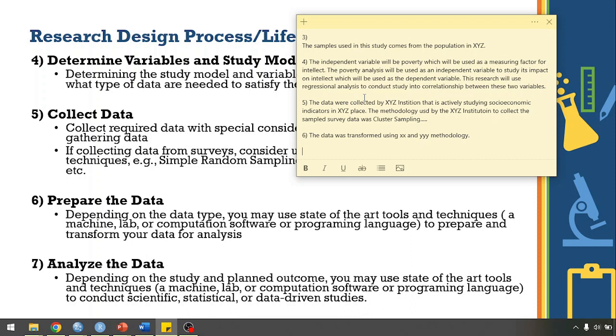So number 7 is data analysis. Again, depending on the type of study and the planned outcome, you may use state-of-the-art tools and techniques. It depends: if it's human, like blood samples, or pathological, physical, physiological studies, then of course you're looking at labs.